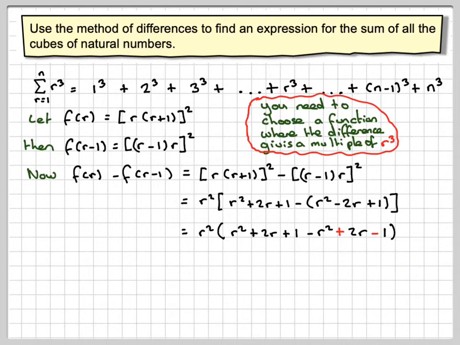And then we can do a little bit of cancelling. So the r squared cancel out and the 1s cancel out. We've got 2r plus 2r, which makes 4r. So we've got r squared times 4r, and we've ended up with a multiple of r cubed.